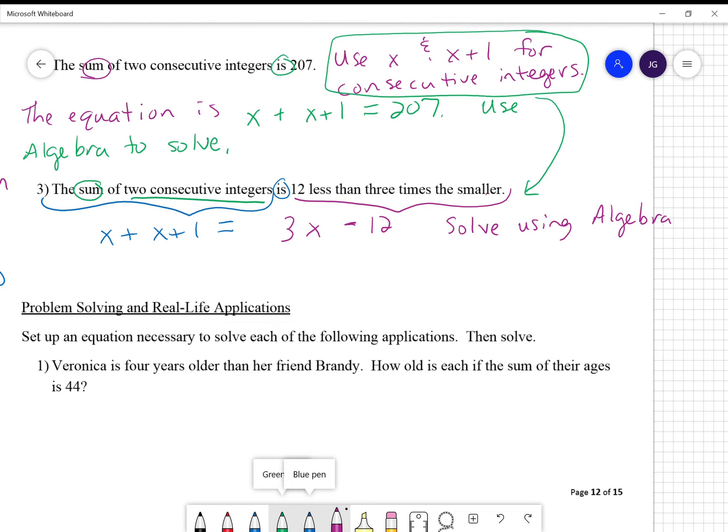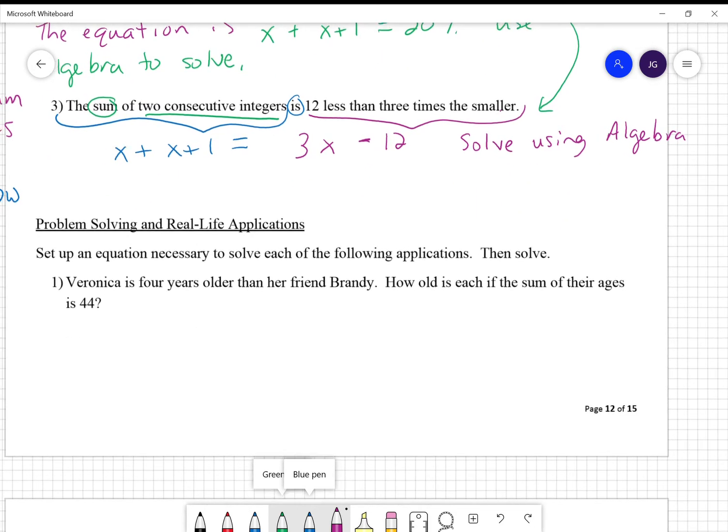Okay, the next questions, going back to solving. I don't have all 4 steps written down, I just have the problem. Veronica is 4 years older than her friend Brady. How old is each if the sum of their ages is 44? Okay, I have Veronica and I have Brandy. I think I said Brady before. Brandy.